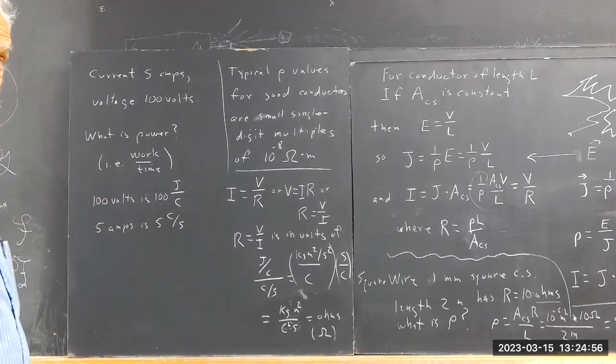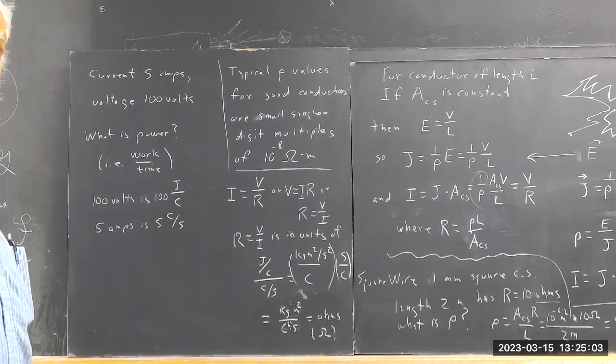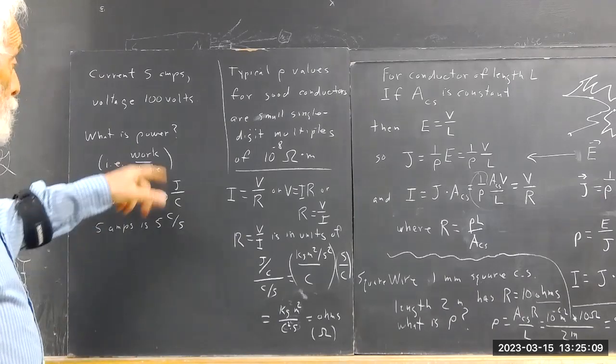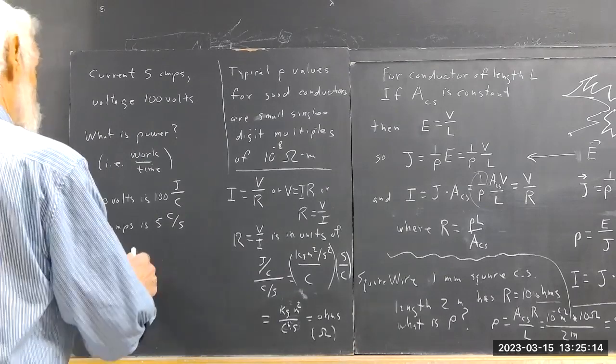Power is work over time, right? So the unit should be joules over seconds. What will we do with these two quantities to get joules over seconds? Well, pretty clearly we multiply them. Joules per coulomb times coulombs per second is joules per second. Now, does that make sense? Oh, yeah.